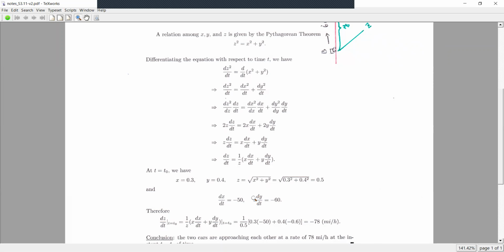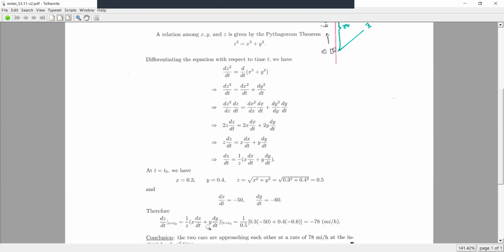The derivative of y with respect to the time t is negative 60. This derivative is the traveling velocity of car B. Car B is also traveling at a constant velocity. Plug in all this information in the derivative of c with respect to the time t. Then we get the derivative of c at the instant t0 is this.